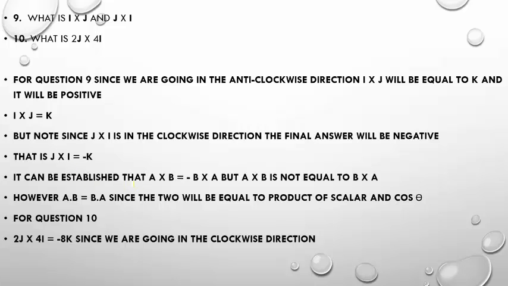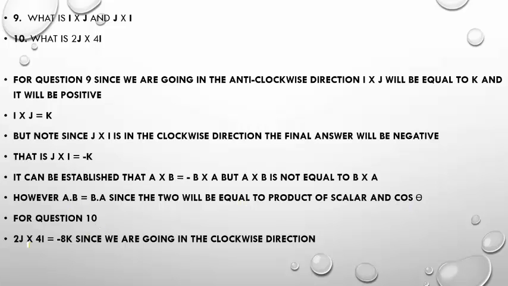So it can be established that A cross B is equal to minus B cross A. But A cross B is not equal to B cross A. However, A dot B is equal to B dot A, since the two will be equal to the product of the scalars and cosθ, and the cosθ will be the angle between them, which will be the same.